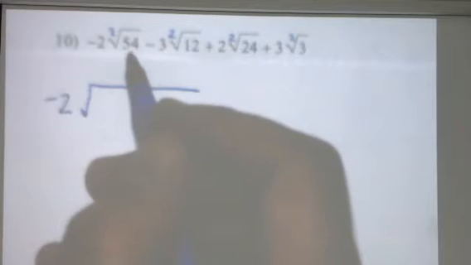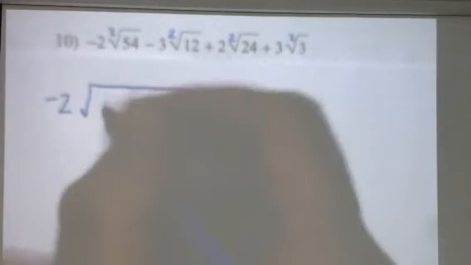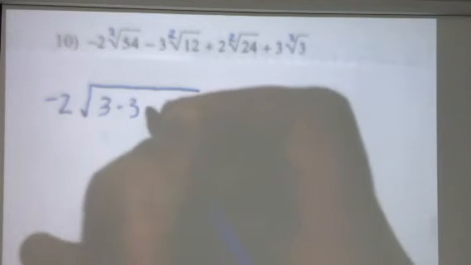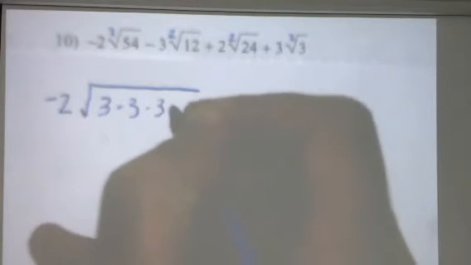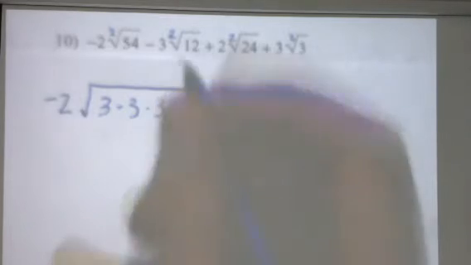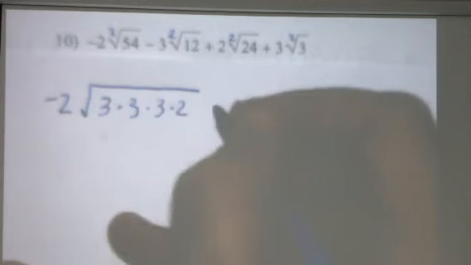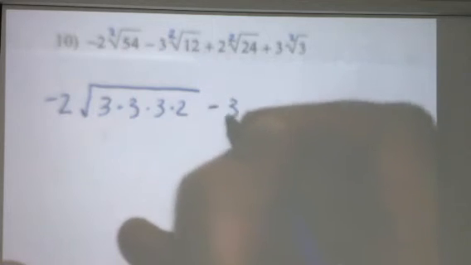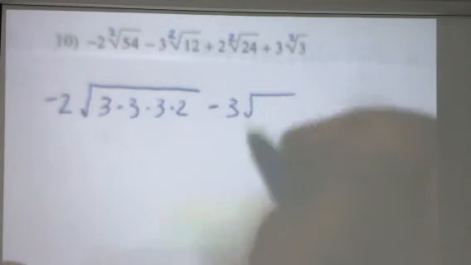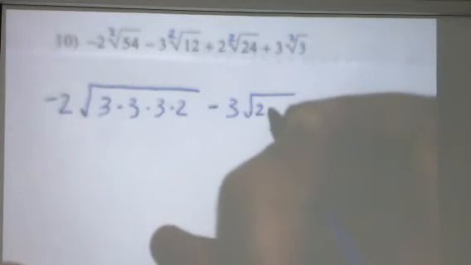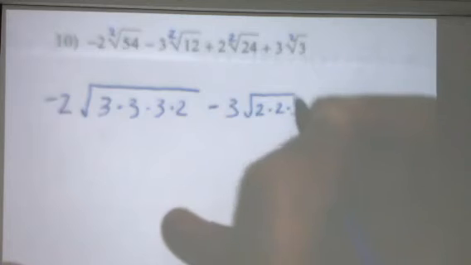This is 9 times 6, and then we'll break down 9 and 6 again until we get to 3 times 3 is 9, times 3 times 2, here's the 6. So you have 3 times 3 times 3 times 2 under the radical. The next term, negative 3, and we need to break down the square root of 12. So that's just 2 times 2 times 3.